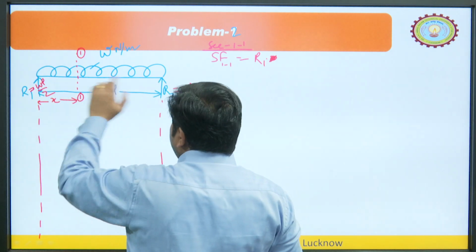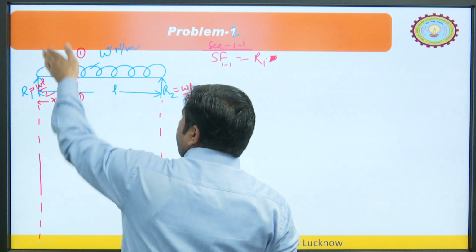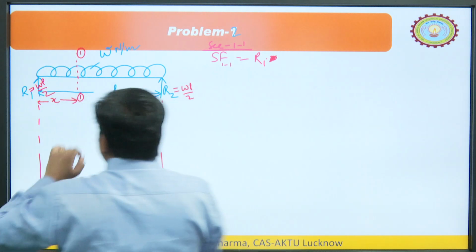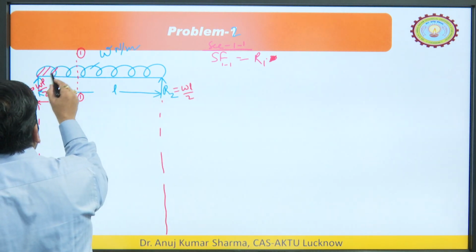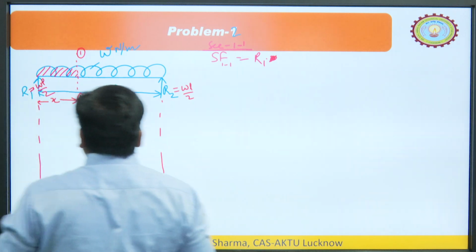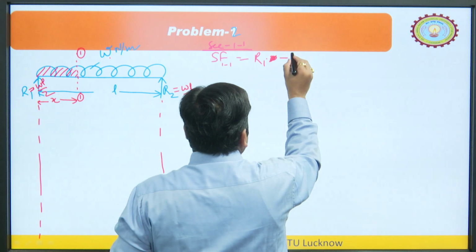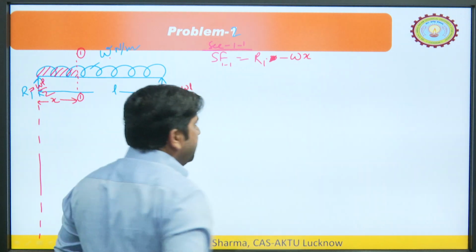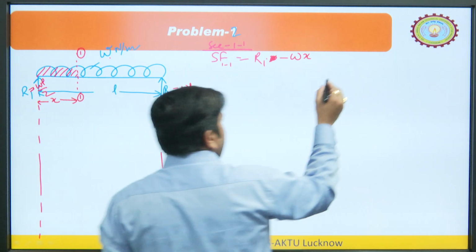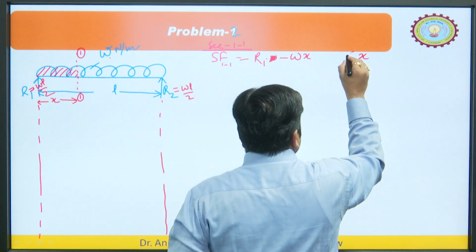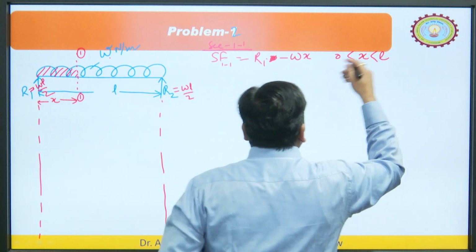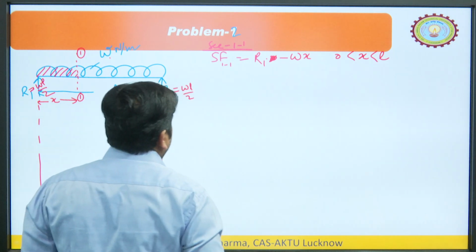What is the total force? We are calculating the shear force only. So, R1 upward means positive, and what is the total value of the distributed load? The intensity is W, length is x. So, that would be minus W into x. So, this is the equation of the shear force, and that would be valid from x equal to 0 to L, for the whole length it would be applicable.